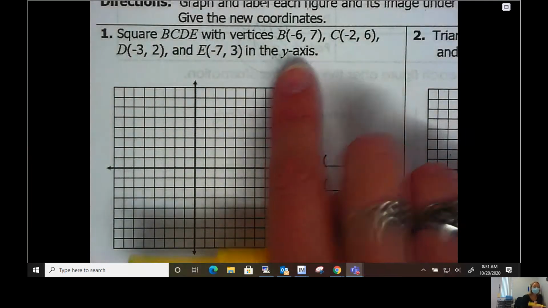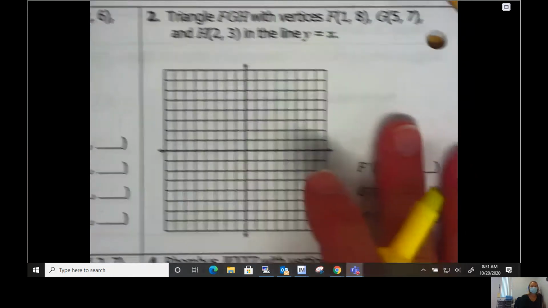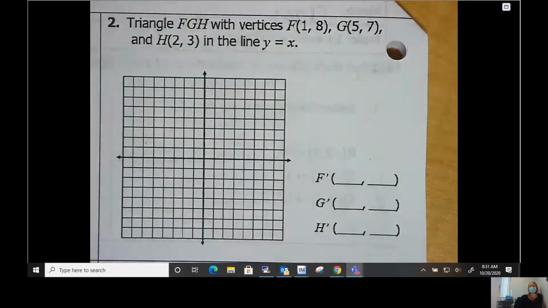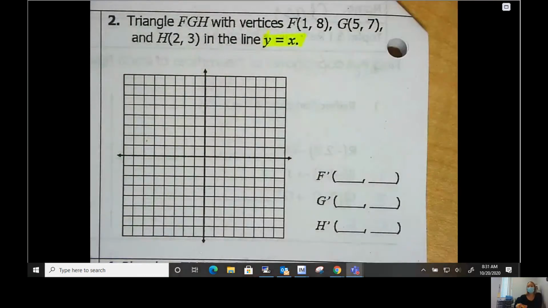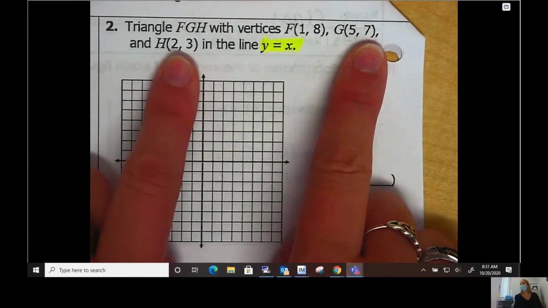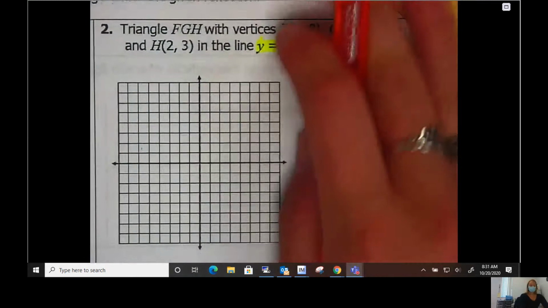So if we take a look at number 1, actually, why don't we do number 2? Because number 1's easy. Let's do number 2. If you look at number 2, you're given your 3 points, and then it tells you where to reflect right here. Y equals x. So the first thing we're going to do is just plot the points of these 3. Okay? So let's take a second. Let's graph those 3 points, and you're going to label them as well.